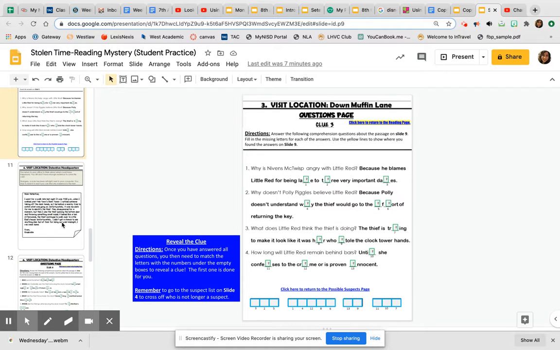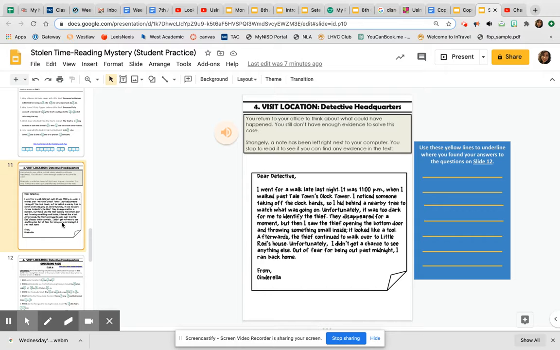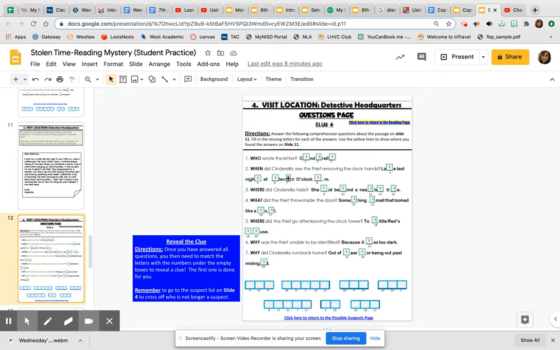The next part of Thursday's assignment is looking at slide 11. Slide 11, we're looking at visit location number 4, which is the detective headquarters. I have audio here again for you where I have read this slide to you. Once you finish reading this slide, we're going to slide 12 to answer questions.